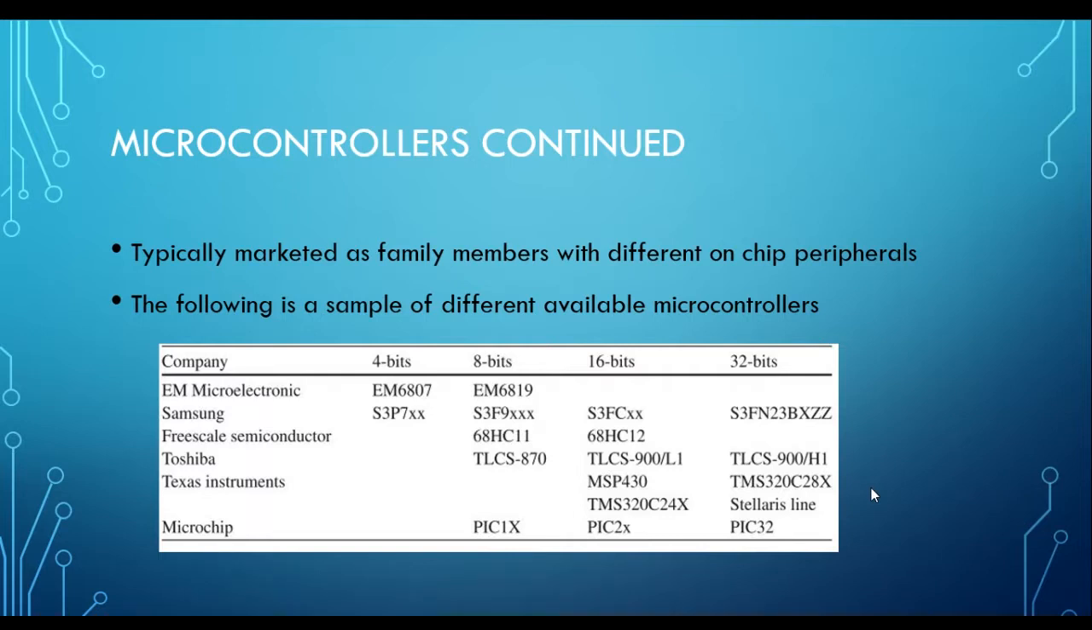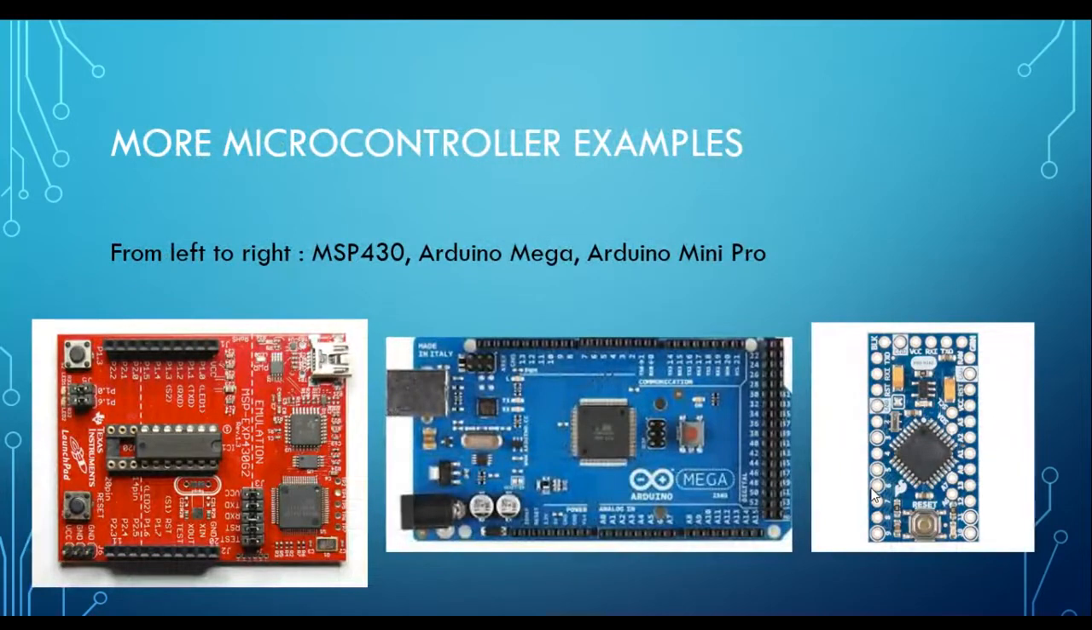Now if I ask you, S3FN22BXZZ, how many parallel wires would this bus have? Simple answer, this 32-bit device would have 32 wires for its bus. Why? Because information is 32 bits. So the memory will have 32, information comes in on a 32-bit bus. So the data bus would have 32 parallel wires. Okay, next slide, thanks.